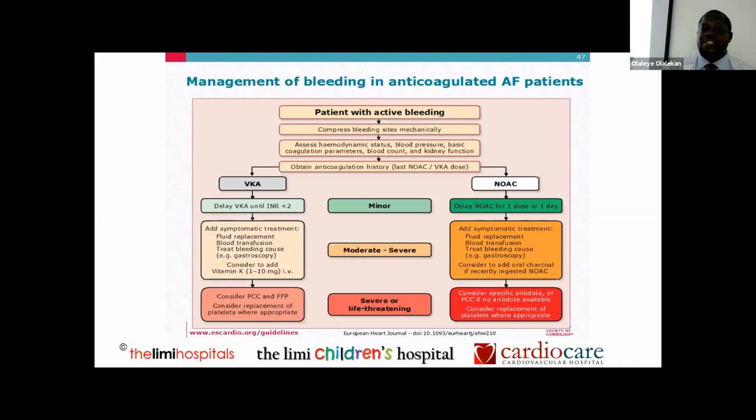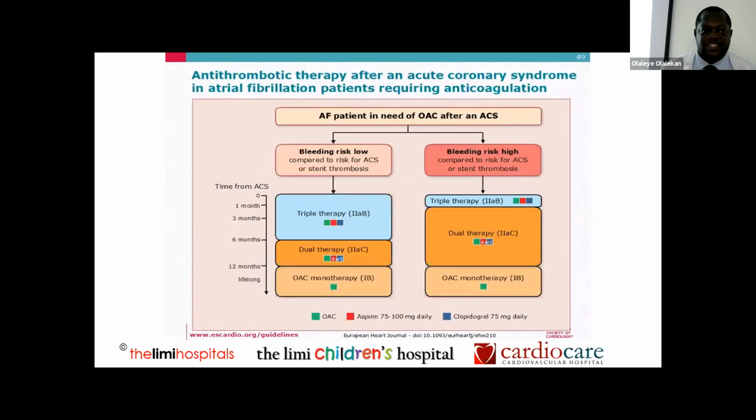And for severe bleeding, you will definitely need to stop, transfuse, and give the appropriate antidote for the one you are using. And I think we've had a discussion on anticoagulants some weeks ago, so we can look through that to see the specific antidote for the specific agents that you're using.